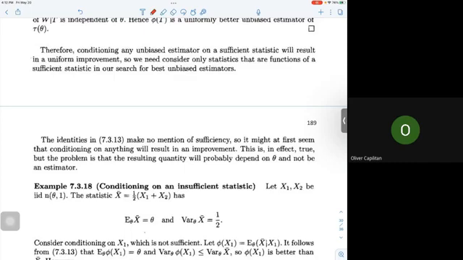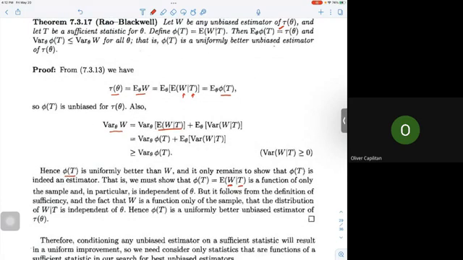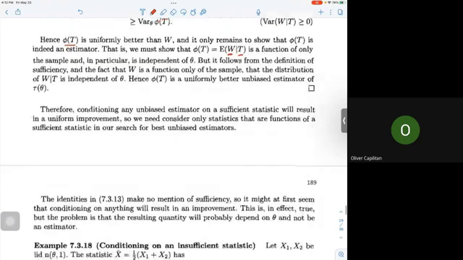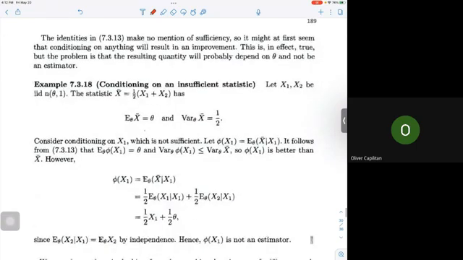So the resulting quantity would estimate a function of the parameter, and the variance of phi of t is still greater than the variance of any unbiased estimator, but phi of t there is not an estimator because it depends on the parameter. Let's have an example to illustrate that.